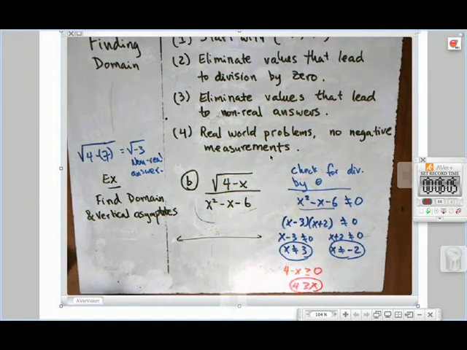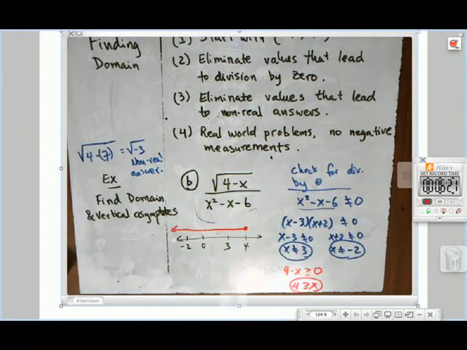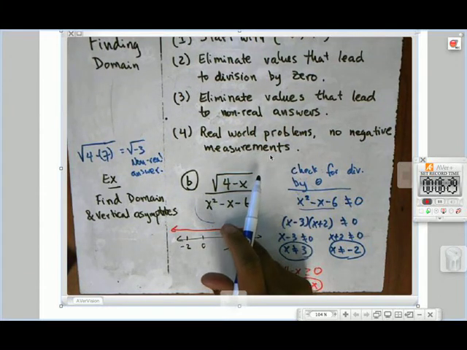So I'm going to put 4 on here. I'm going to put 3 on here. I'll always like to put 0, and negative 2 is important. So x can be anything less than or equal to 4. So that's what I'm dealing with here. However, x cannot be equal to 3. So it can be any of these numbers in here, but not equal to 3.